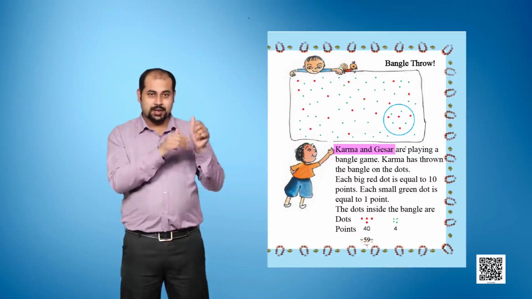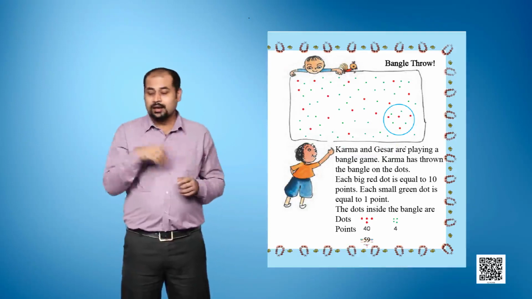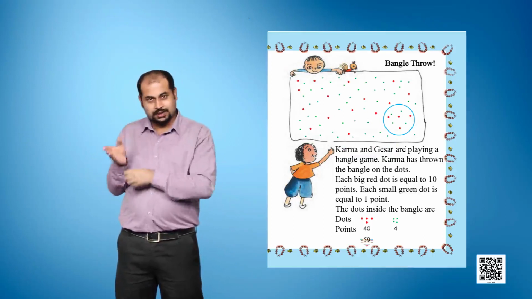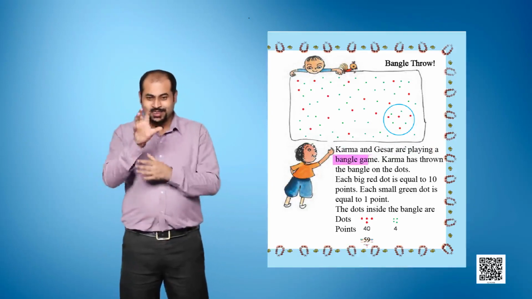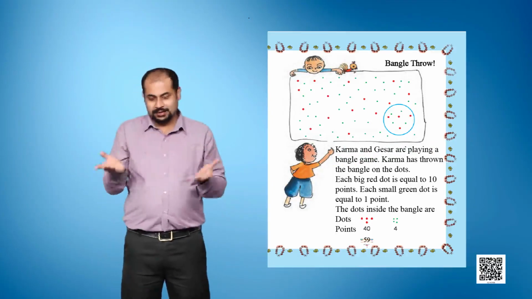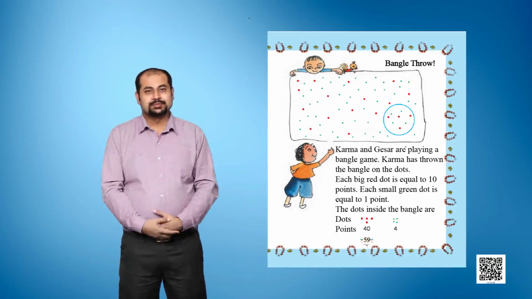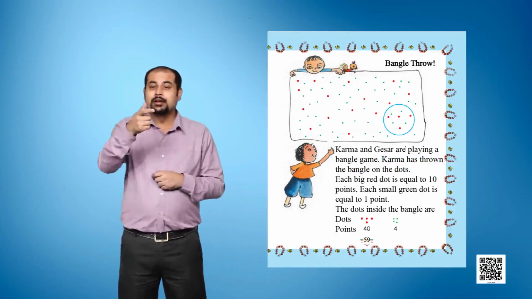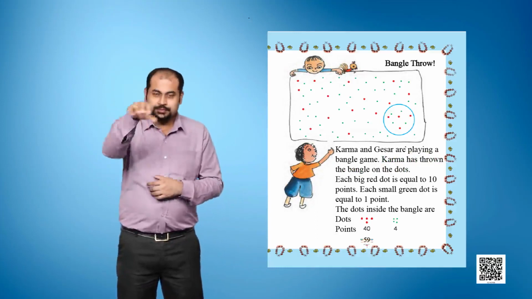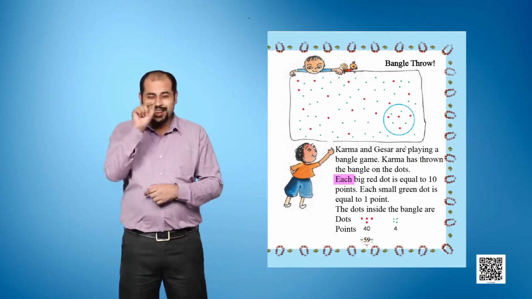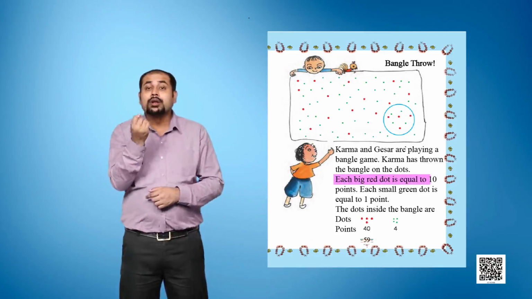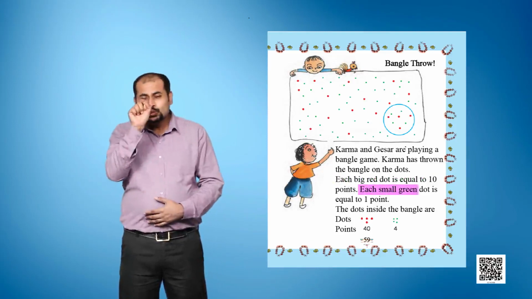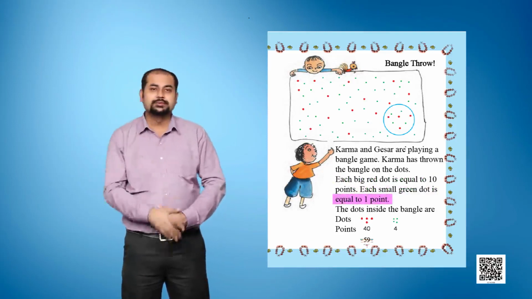Karma and Gesar are playing a bangle game. Karma has thrown the bangle on the dots. Each big red dot is equal to 10 points. Each small green dot is equal to 1 point.